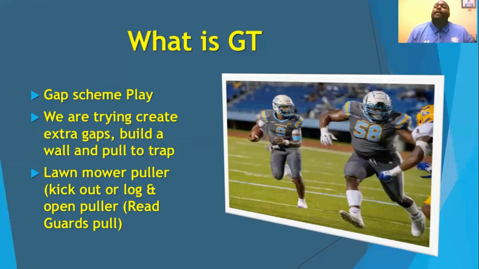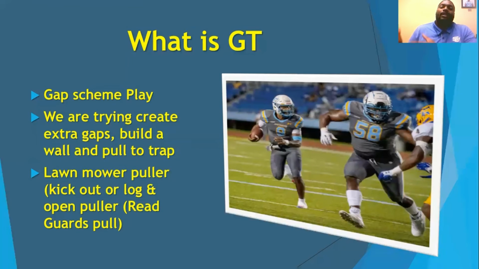We're trying to build a wall with down blocks, so those play side offensive linemen are blocking down or blocking back. Then you have backside offensive linemen pulling around the trap. I say that first guy's pulling around the trap, and then the tackle has to read the pull of that guard pulling around the trap, the end man on the line.